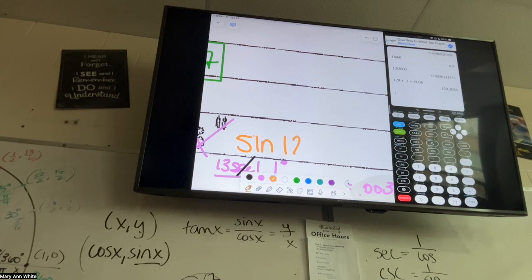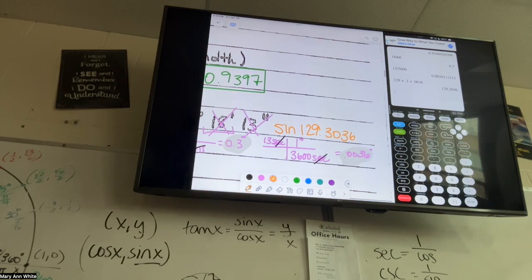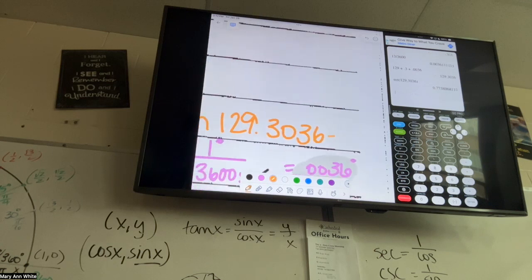129.3036. And I can just write that straight in my calculator, right? Sine 129.3036. And I get 0.7738.